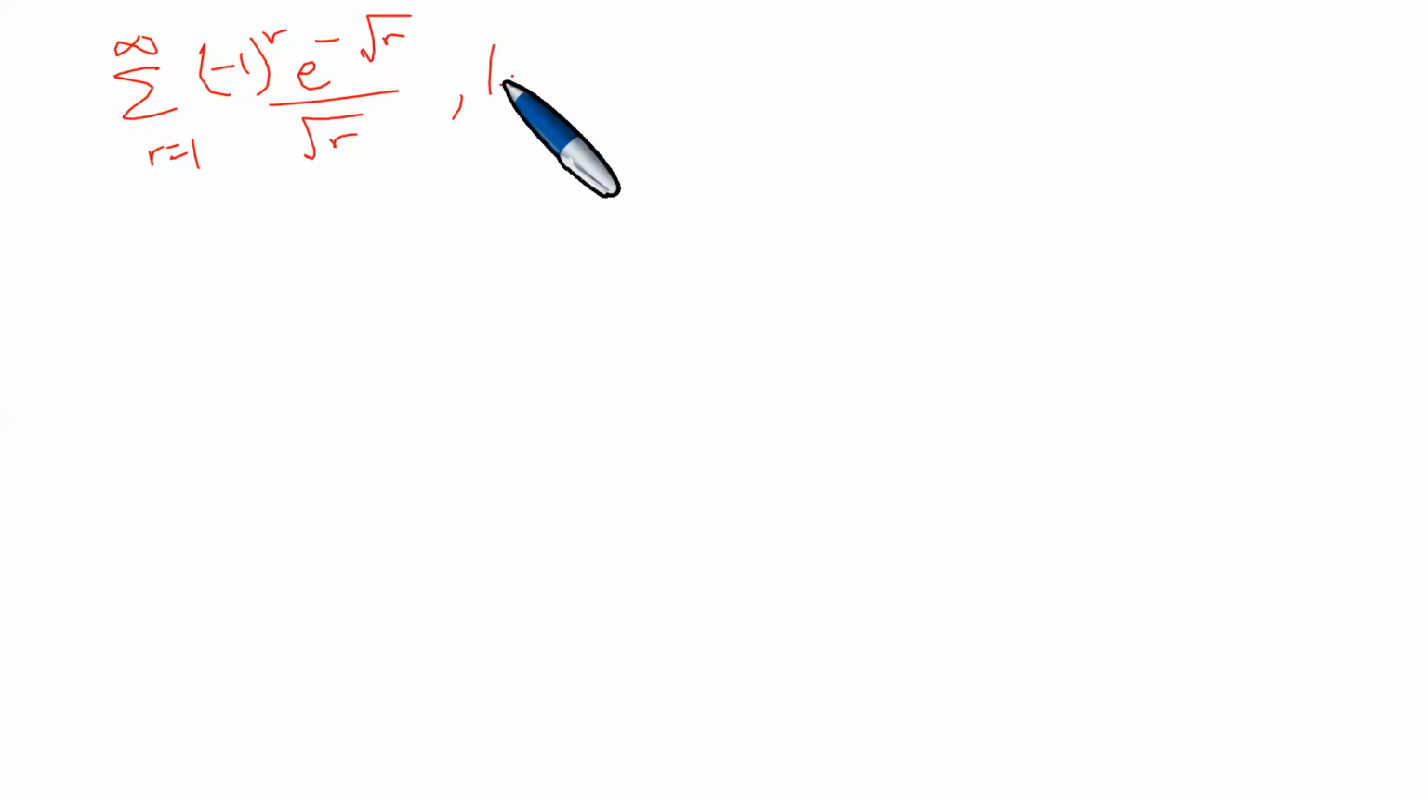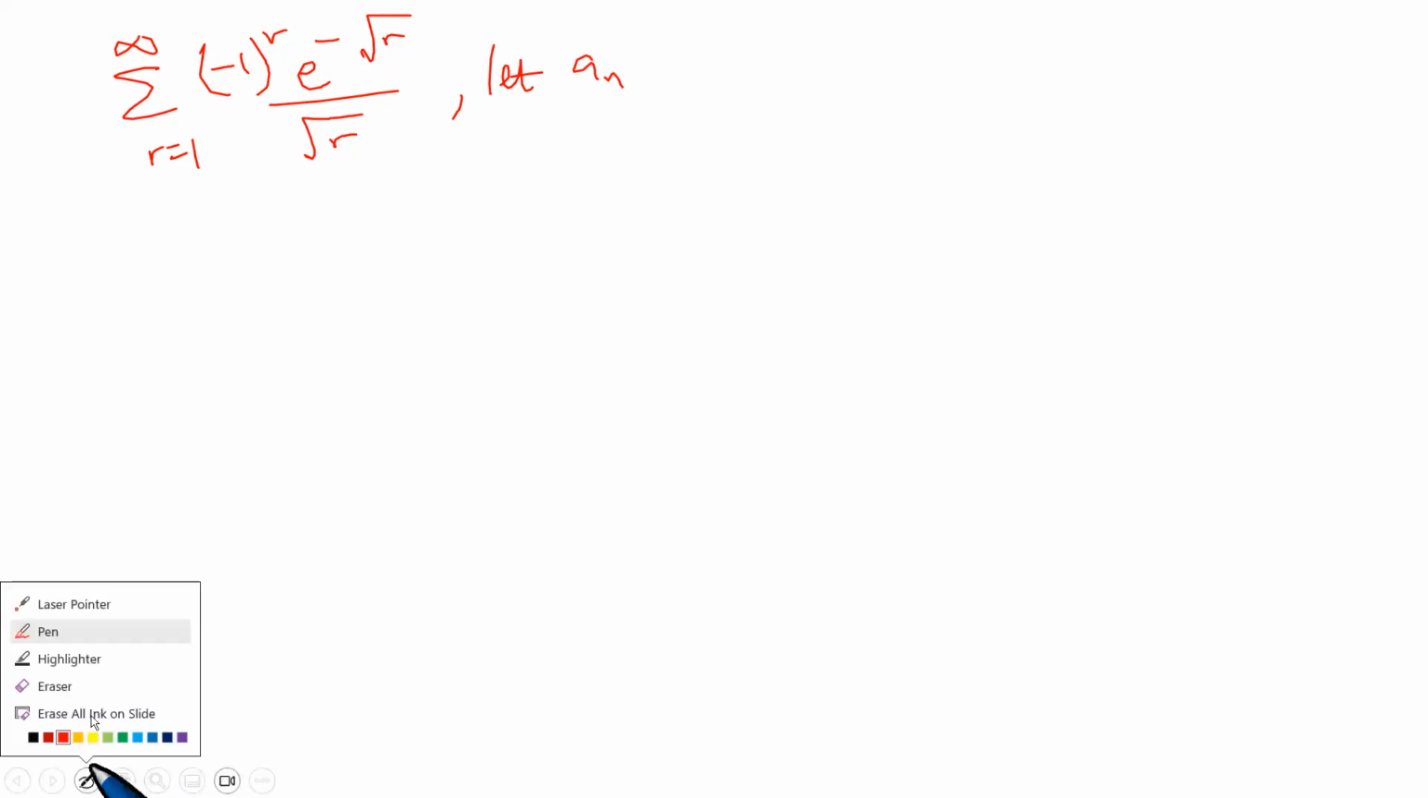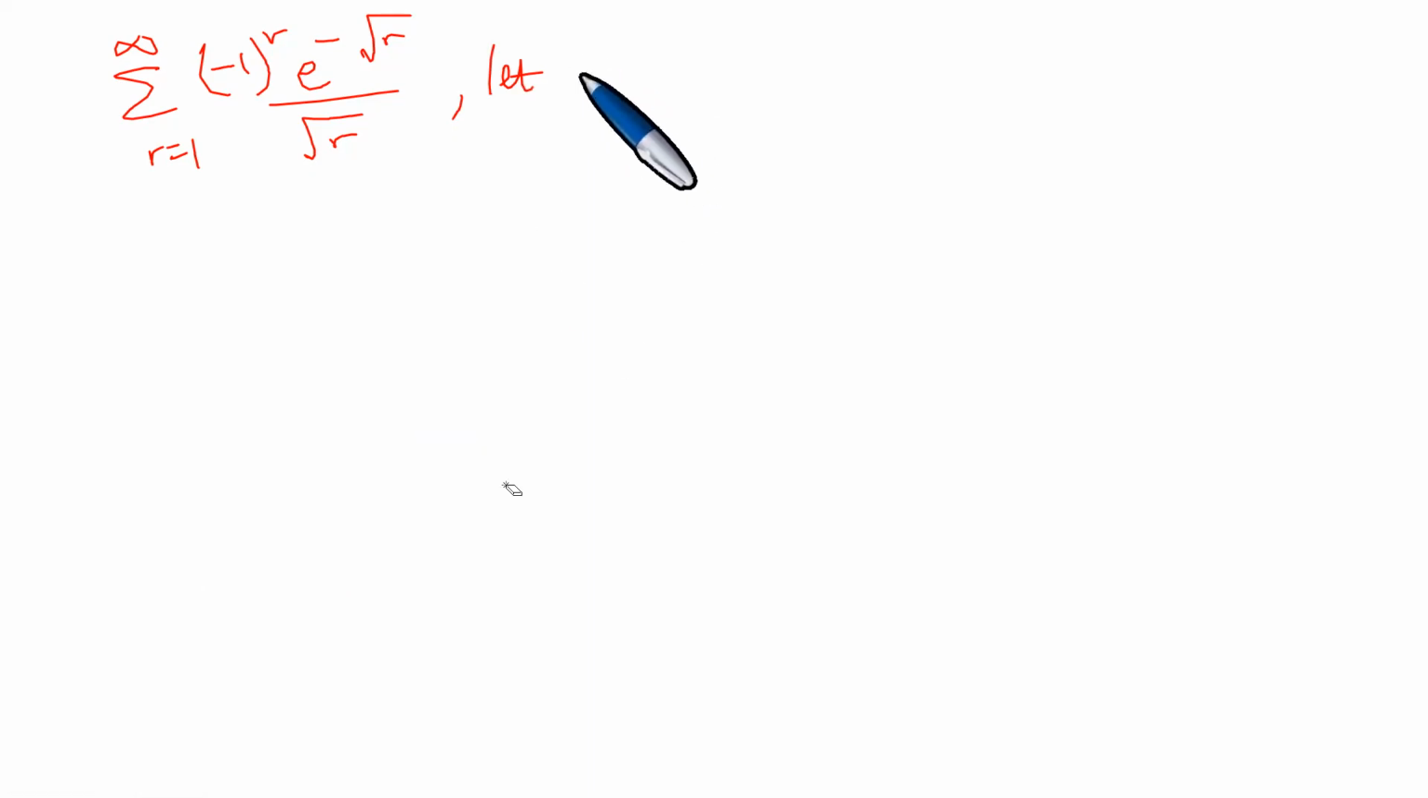So we let a_n. Obviously, if we use the integral test, normally we use the function f of x, so we change r to x. So let f of x. You remove this one, and it becomes e to the minus the square root of x, but x now from 1 to infinity.